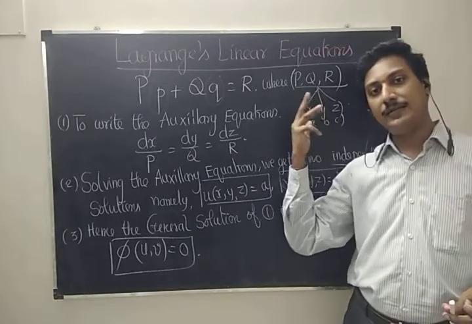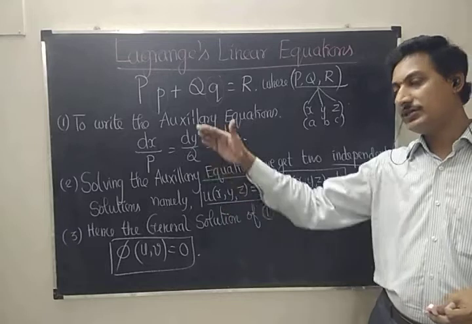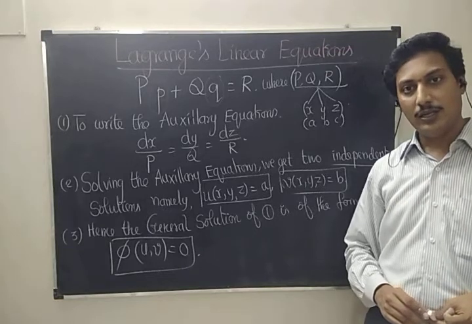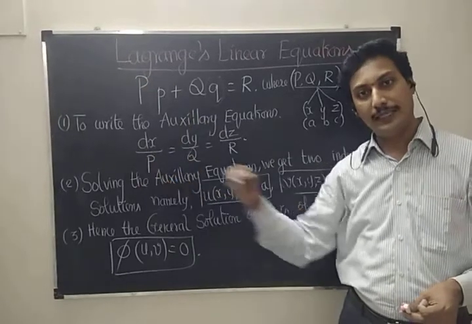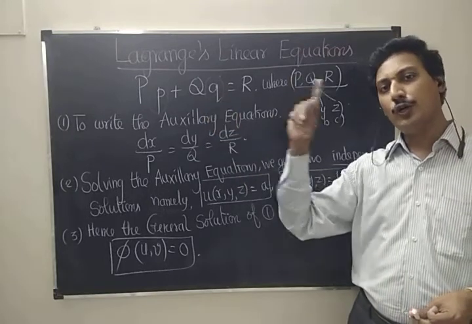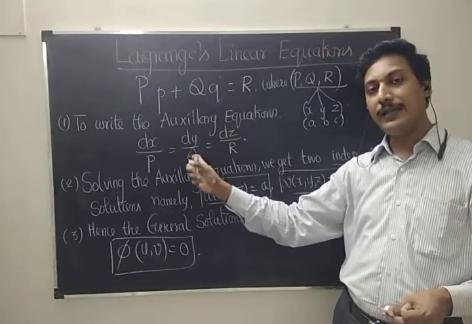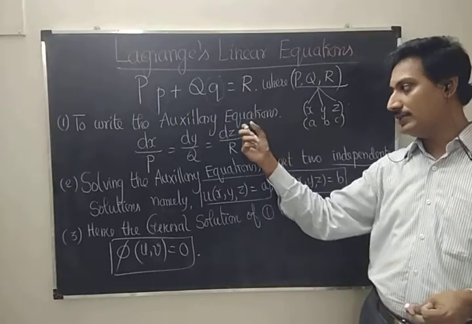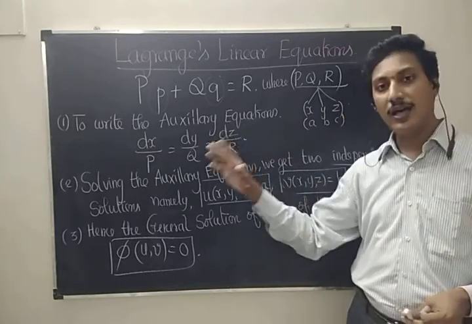Once we get the PDE in the Lagrange's linear equation format, there is a three step procedure. The first step is to write the auxiliary equation: dx by the coefficient of small p, that is capital P, is equal to dy by the coefficient of q, because q is dou z by dou y, so dy by capital Q. The right hand side term is capital R, so dz by capital R. This is not a fraction, these are ratios.